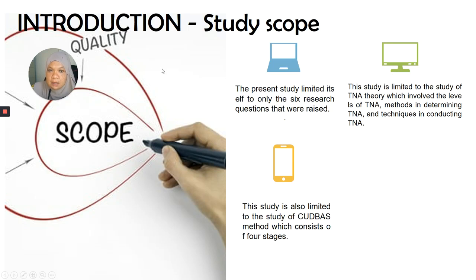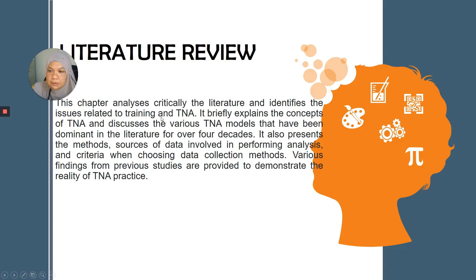Study scope. The present study limits itself to the 6 research questions that I have raised. The study is also limited to the study of TNA theory, which involves the levels of TNA, methods in determining TNA, and techniques in conducting TNA. This study is also limited to the Cudbas method only, which consists of 4 stages.